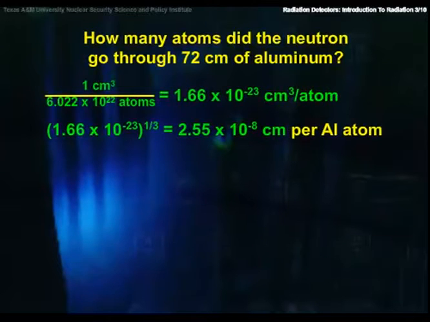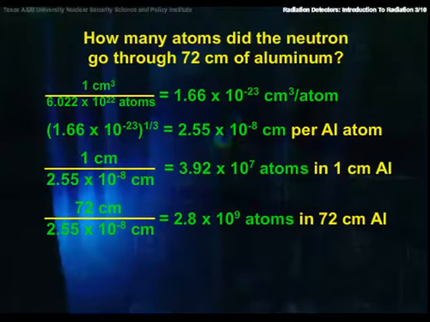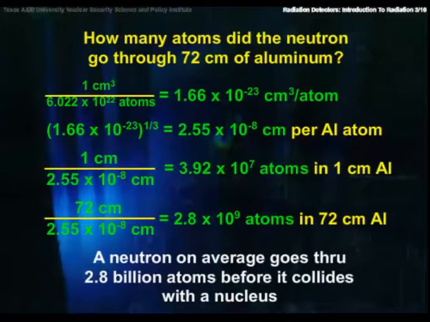Let's let the atoms be contained inside of cubes, so the diameter of a single aluminum atom is the cube root of this number, or 2.55 times 10 to the minus 8th centimeters. If we lined all these atoms up, then a neutron would pass through 3.92 times 10 to the 7th atoms per centimeter, or about 2.8 billion atoms in 72 centimeters. A neutron, on average, goes through 28 billion atoms before it collides with a nucleus.